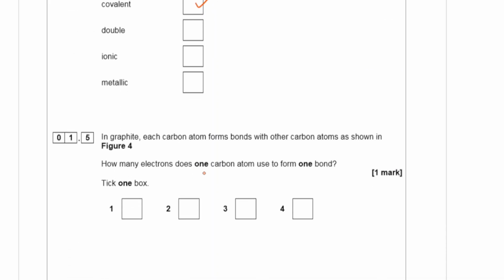In graphite, each carbon atom forms bonds with other carbon atoms as shown in figure 4. How many electrons does one carbon atom use to form one bond? Well, that would be just 1. Again, pay attention to these words in bold. Otherwise, you're going to get it wrong as 3 because each carbon is bonded to 3 other carbon atoms. But how many electrons does one carbon atom use to form one bond? That will be simply 1.